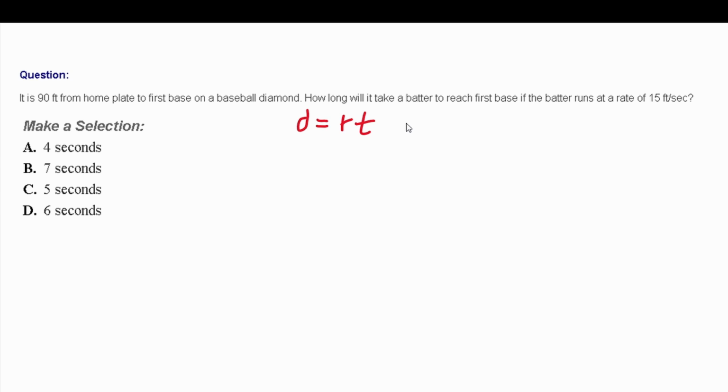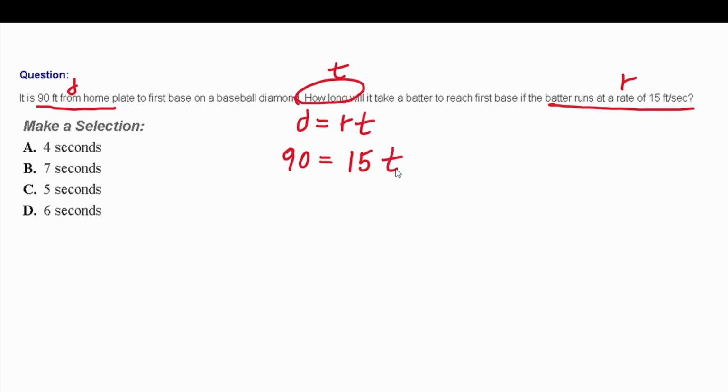If we look through this problem again, we can see that we have 90 feet as our distance, so we're going to mark that as D. We're told that the batter runs at a rate of 15 feet a second, so that's our R. And we want to know how long. Of course, how long refers to time. So by plugging these three things into our distance formula, we'll be able to solve this accordingly. Again, D is 90 feet, so let's plug in 90 in place of D. R, we were told, is 15 feet per second, so we'll put 15 in place of R. And we're trying to solve for T, so we're going to leave T as T.